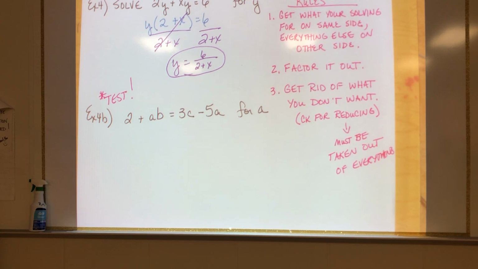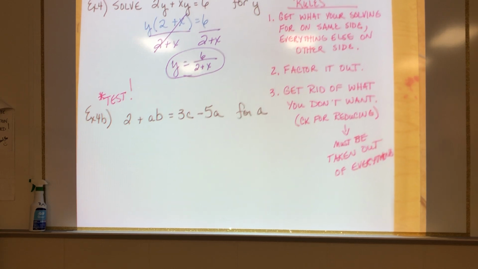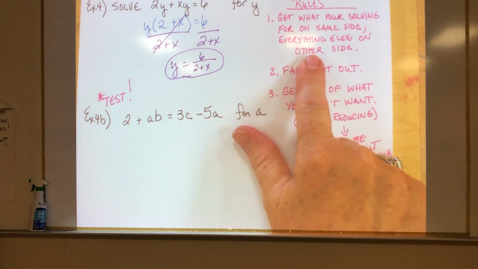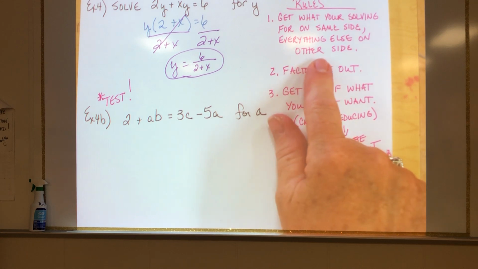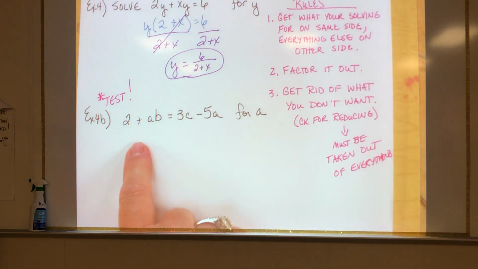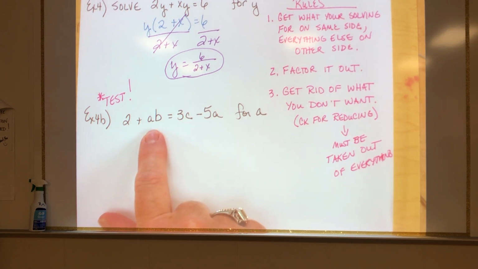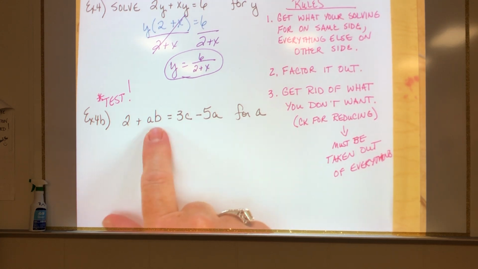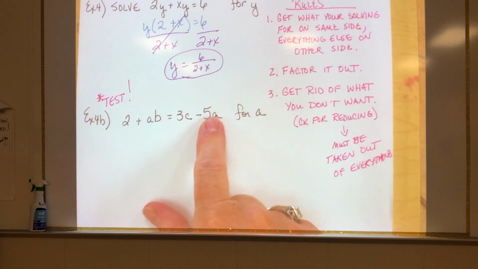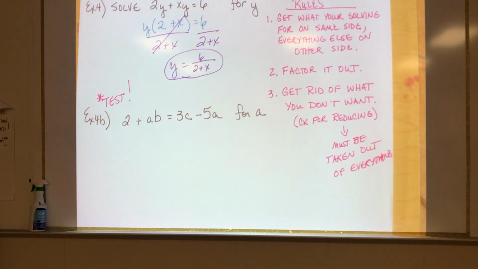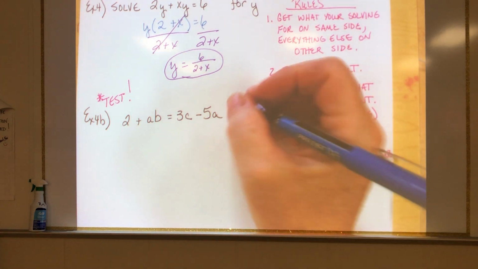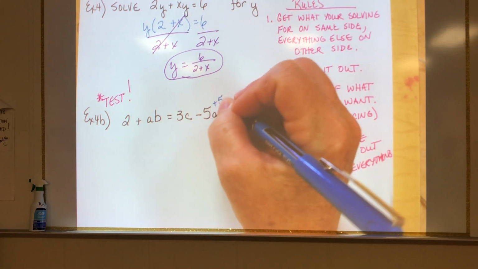Okay, you ready? All right, so the first thing I'm going to do, I'm going to get what I'm solving for all on the same side and put everything else on the other side. So anything with an A, I'm going to put mine on the left because this guy's negative over here, so when I bring him over here, he'll be positive, right? Would it be wrong to do it the other way? Just might be a little more involved with all the negatives. So I'm going to add 5A to both sides.